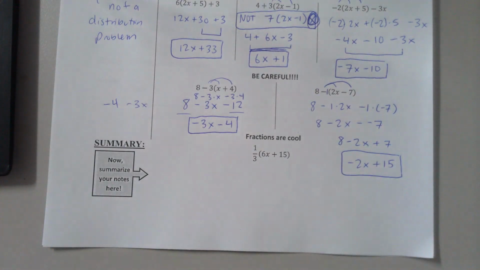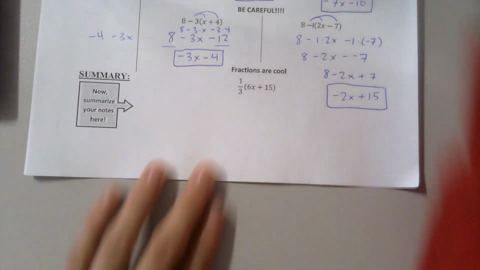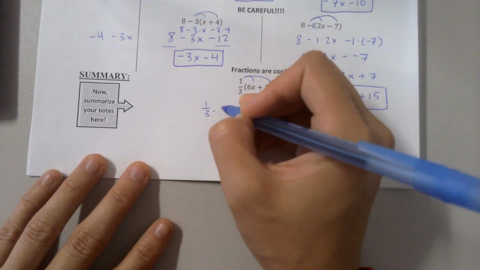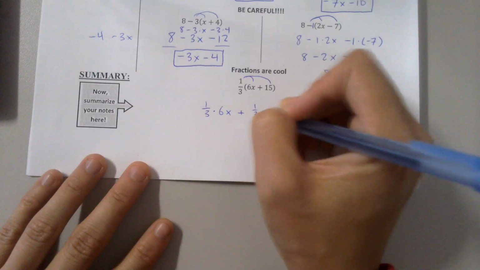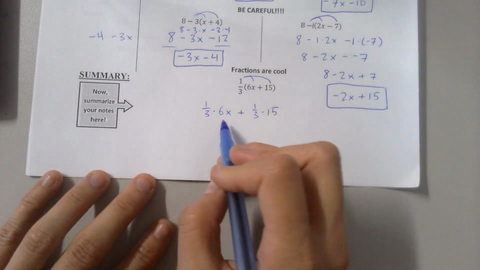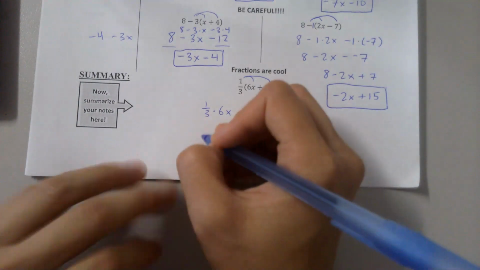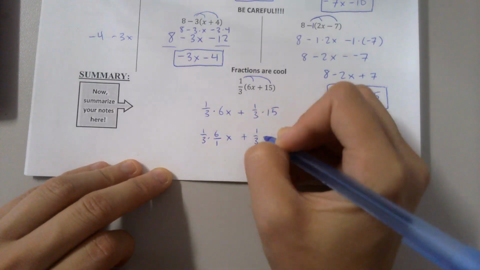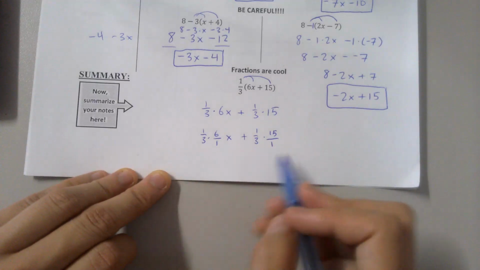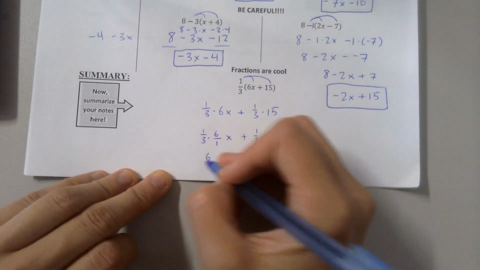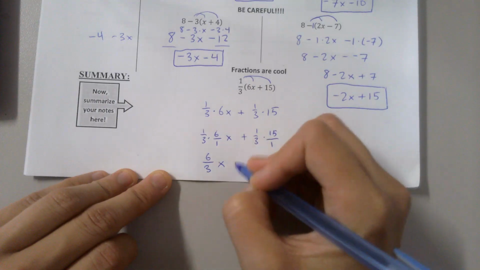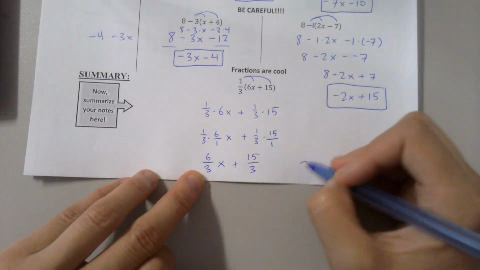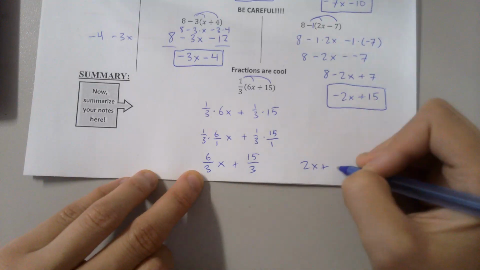Alright, and then the final one in this packet is with fractions. So we can also distribute fractions. So we have negative 1/3 times 6x plus 1/3 times 15. Remember, when we're multiplying fractions, you just multiply across. So we can rewrite this like this. Whenever you just have a number, you can put it over 1. And then we just multiply across. So 1 times 6 is 6, over 3 times 1 is 3. Keep the x there. 15 over 3. And then this simplifies. 6 over 3 is the same thing as 2. Keep the x. And then 15 over 3 is 5.